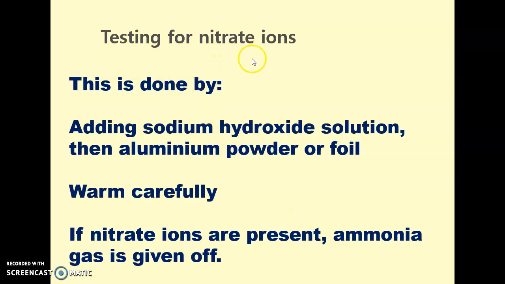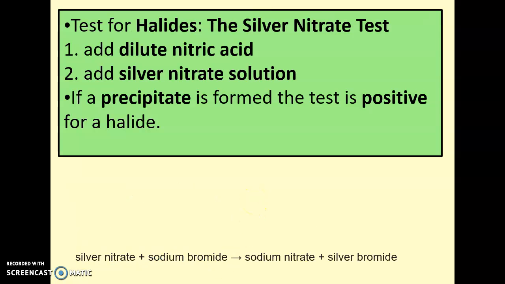Testing for nitrate ions. This is done by adding sodium hydroxide solution, then aluminium powder or aluminium foil. Warm carefully. If nitrate ions are present, ammonia gas is given off. Ammonia gas is tested by using damp red litmus paper. If ammonia gas is present, then the damp red litmus paper will turn blue.